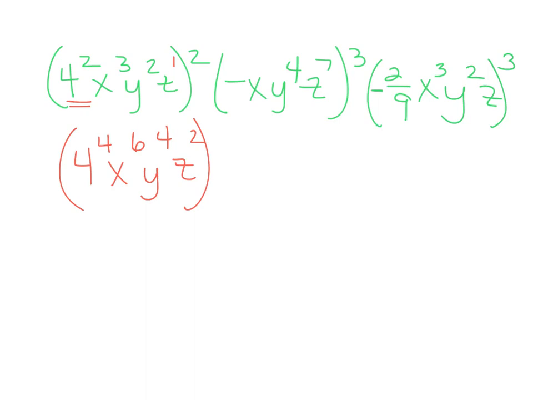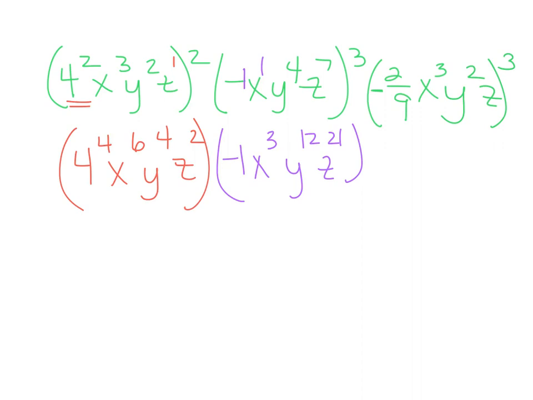Okay, if I do the second parentheses, again, there's an imaginary negative 1 here. That negative is not attached to the x. So negative 1 cubed, negative 1 times negative 1 times negative 1 is negative 1. There's an imaginary 1 on the x, so that's x to the 1 times 3, is x cubed. Then we have y to the 12th, and we have z to the 21st.